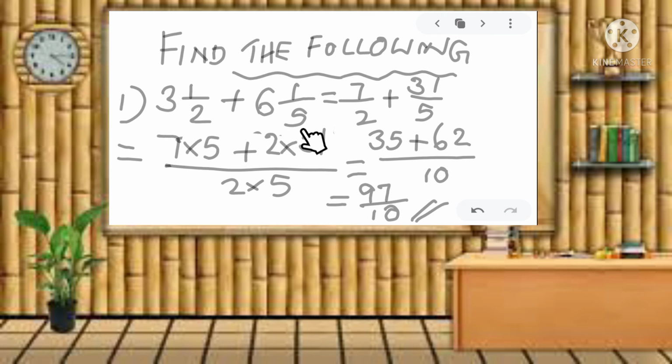3 1 by 2 plus 6 1 by 5. 3 1 by 2 is 7 by 2 plus 6 1 by 5, 31 by 5. Cross multiplication. 7 into 5 plus 2 into 31 by 2 into 5. 35 plus 62 by 10. That is 97 by 10.